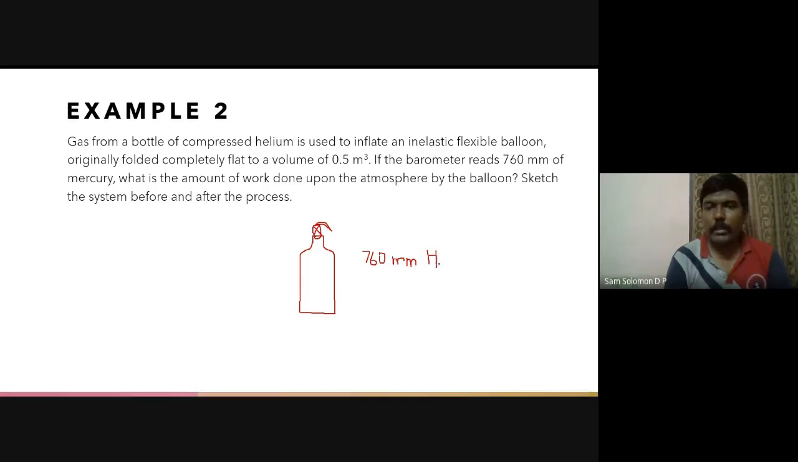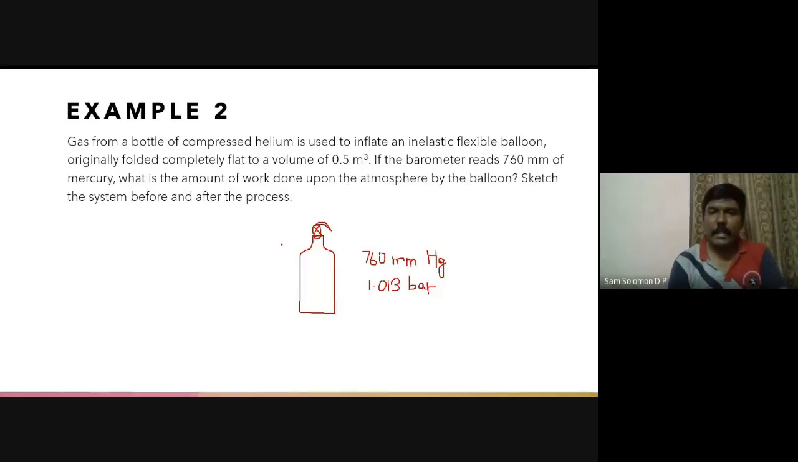So we can also call it 760 mm Hg, 1.013 bar, or 1 atmosphere. All these are atmospheric pressures. You can use whatever unit you are comfortable with. The usual unit is bar or Newton per meter squared, and the usual unit for volume is meter cube. Now they are asking us to sketch the system before and after the process.